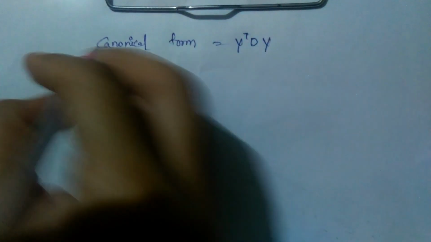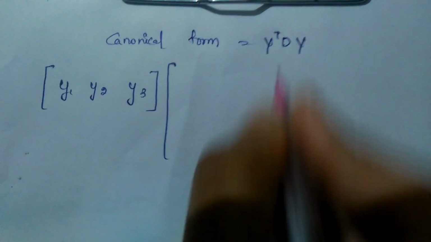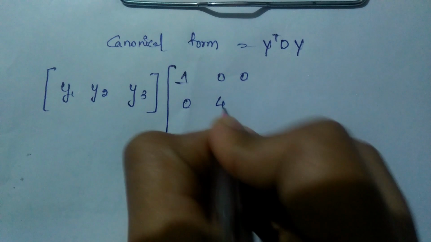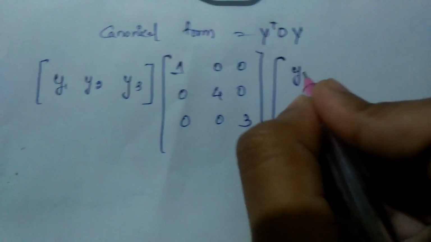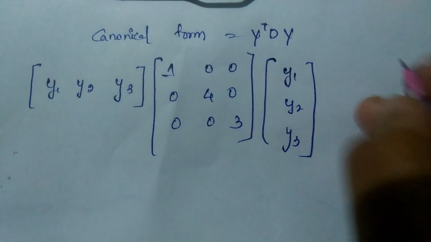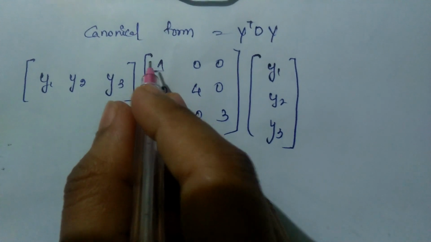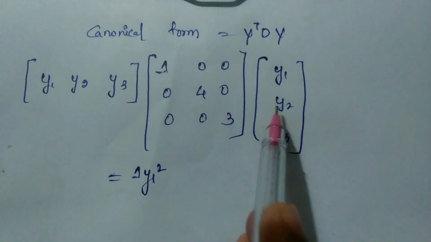One more, the canonical form equals Y transpose D into Y. Here Y is nothing but a variable matrix in terms of Y1, Y2, Y3. So Y1, Y2, Y3 into our diagonal matrix, which is 1 0 0, 0 4 0 and 0 0 3, into the actual Y matrix Y1, Y2, Y3. So the transpose of this Y becomes this. Now that equals 1 into y1 square. So directly we can write it as 1 into y1 square, 4 into y2 square and 3 into y3 square.